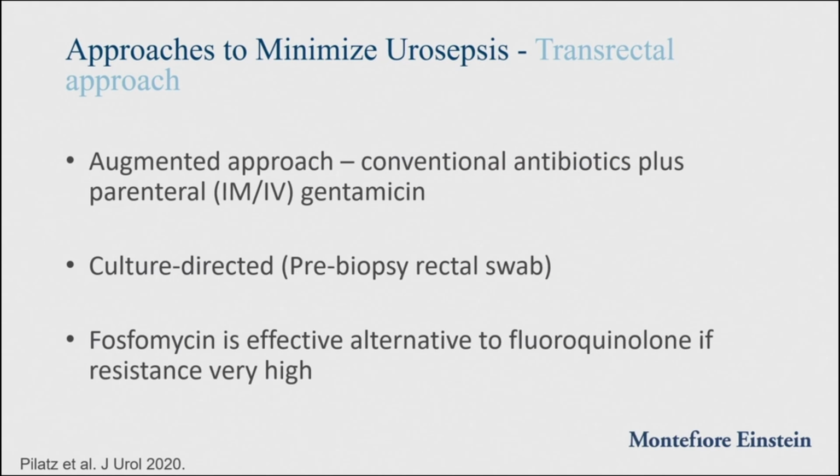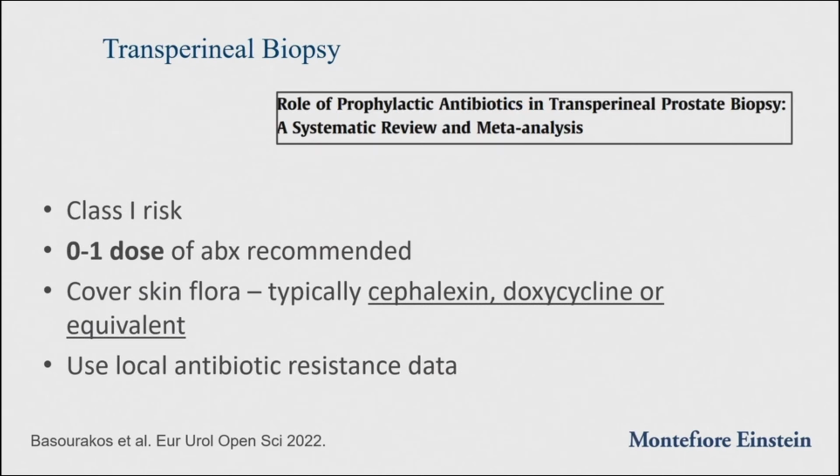Now, there are additional approaches to minimize your risk of urosepsis with a transrectal approach, and one of them is the augmented antibiotic approach, which would be conventional antibiotics such as a fluoroquinolone plus parenteral, either IM or IV gentamicin. You could do culture-directed, which is obtaining a rectal swab before, and then depending on what bacteria grow and what they are sensitive to, prescribe based on that. And if, in systematic reviews, there is a very high resistance to fluoroquinolones in your particular area, fosfomycin is an effective alternative to consider.